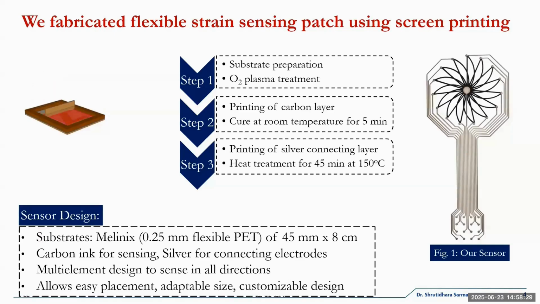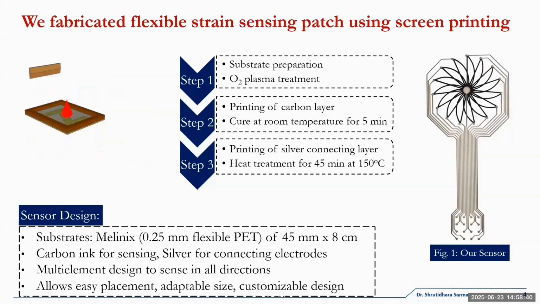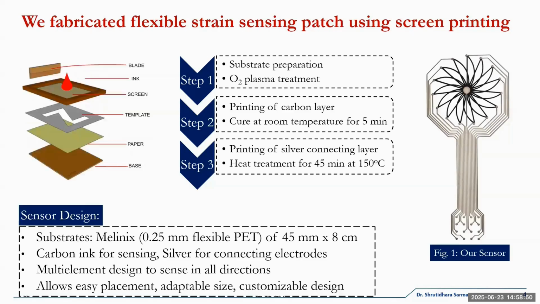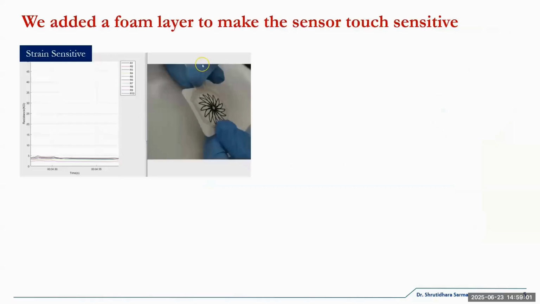All of this is basically a strain sensor. The carbon nanoparticles making up the sensing lines move apart when you bend it, and you see a change in resistance. That is the working principle. You bend it, the nanoparticles move apart, the resistance shoots up; you leave it, they come back again, and the resistance comes down. The substrate on which this is printed is a flexible PET substrate, which we call Melinex. And the design is customizable, just as I told you before.